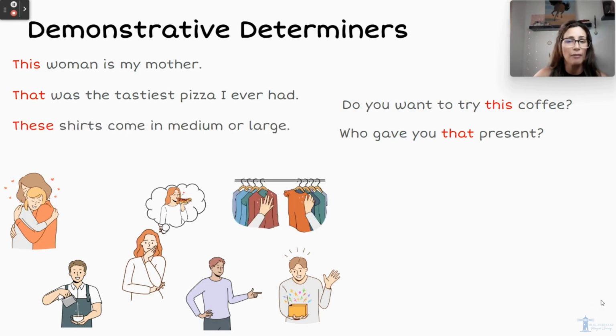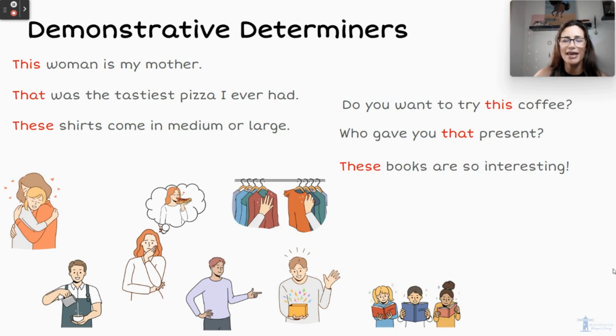These shirts come in medium or large. You can see that there's more than one. We have 8 shirts here. And they are touching them. They are very close.